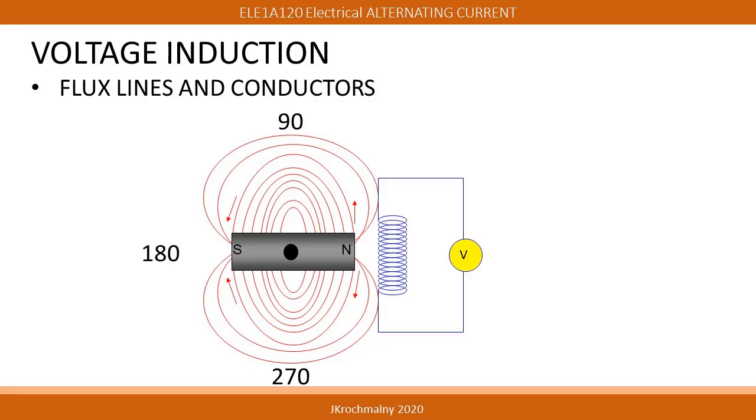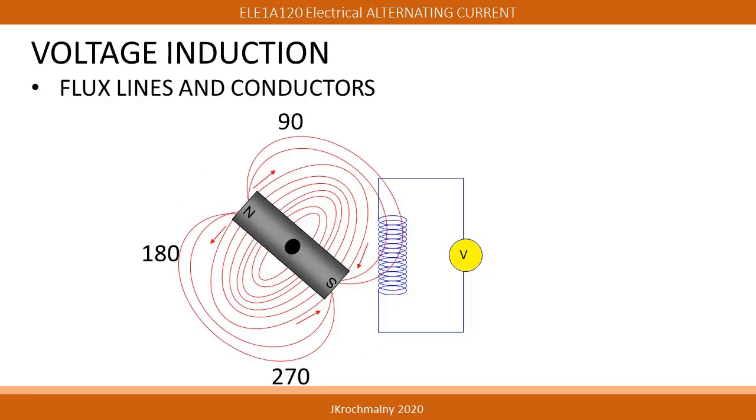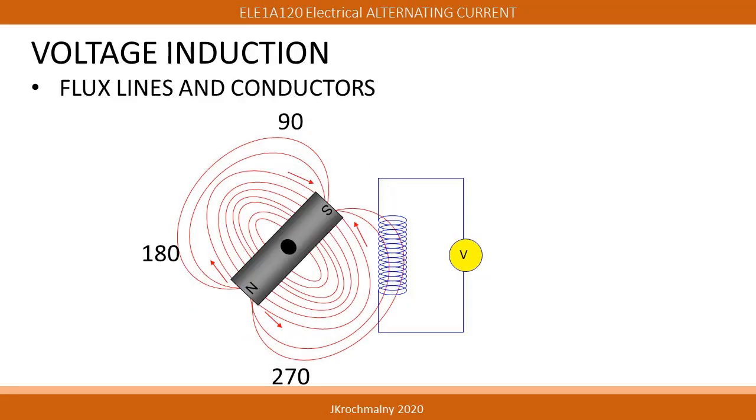Here we see the voltage meter being applied with its conductors placed to the north pole section of the magnet. Notice that in this position, the flux lines are not affecting the voltage meter leads. By spinning the magnet counterclockwise, notice how the lines of flux build across and then disappear from the voltage meter leads.